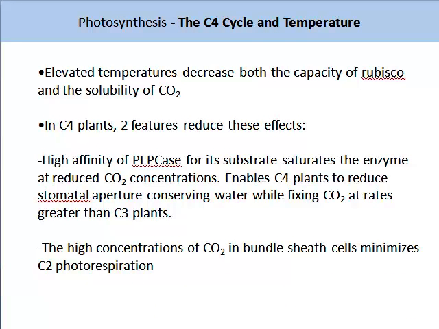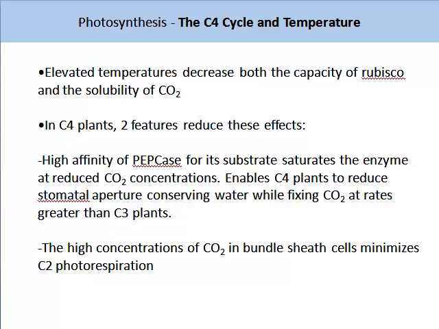So let's talk about the C4 cycle and temperature. Elevated temperature decreases both the capacity of Rubisco and the solubility of carbon dioxide. In C4 plants, two features reduce these effects.